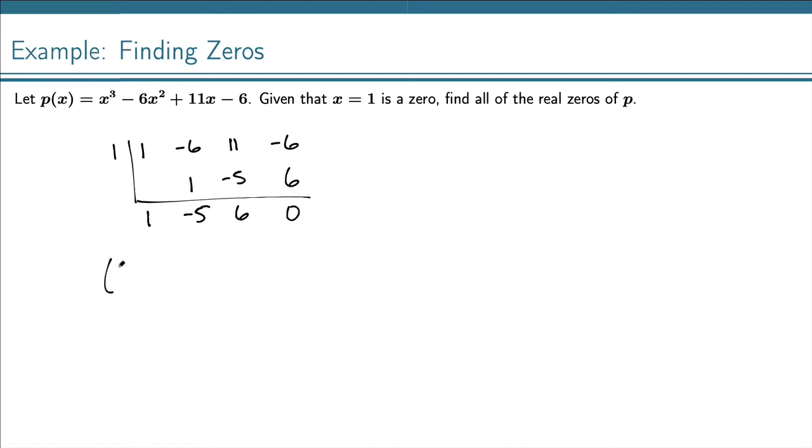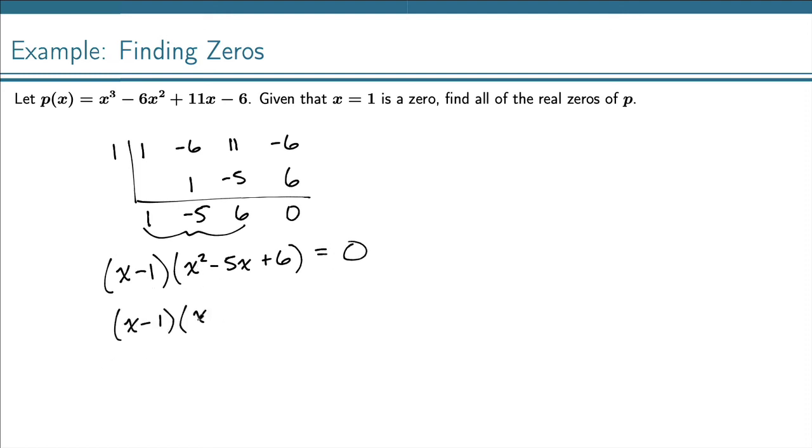So I now have a factored form of x minus 1, and these are the coefficients of what's left. So I've got x squared minus 5x plus 6. Now I'm trying to find my zeros. And this quadratic definitely factors nicely. That is a nice clean x minus 2 and x minus 3. So my zeros, well, I have my x equals 1, but I also have x equals 2 and x equals 3 for the zeros of this polynomial.